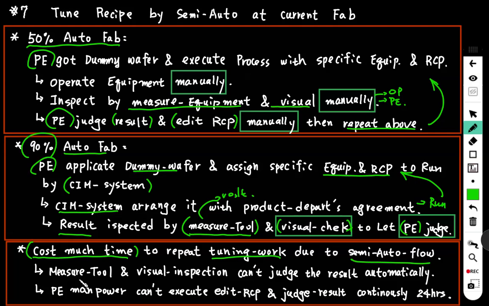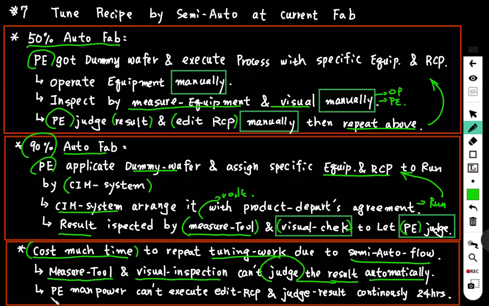Why does it cost so much time? The result of the measurement tool, even the result of visual inspection, cannot judge the result. It's still judged by the human being process engineer, even the process integration engineer. So the result cannot be judged automatically, which costs too much time.